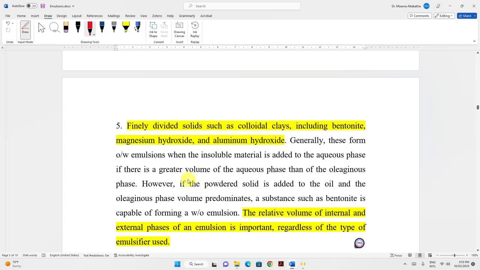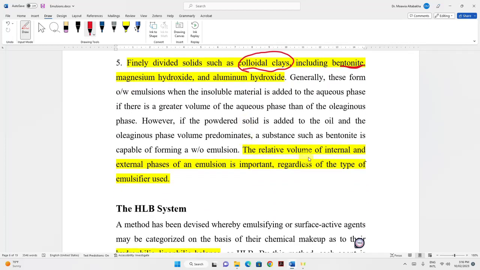Of course, the best one, probably suitable for most preparations, is the non-ionic surfactant. Another type of emulsifying agent is colloidal clays, which are finely divided solid particles, and examples are bentonite, magnesium hydroxide, and aluminium hydroxide. As I said, the relative volume of internal and external phases is important in determining the emulsion type, regardless of the colloidal clay emulsifying agent used. For example, bentonite can form oil in water and water in oil emulsions.